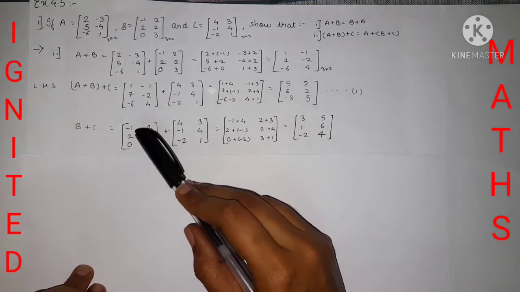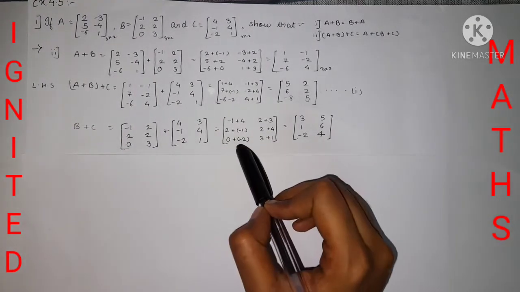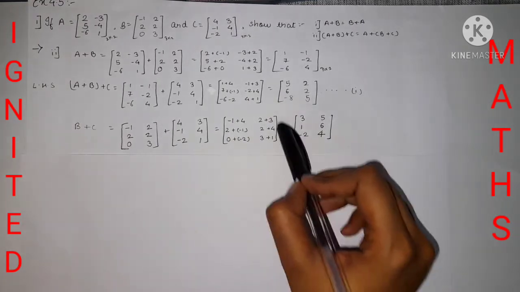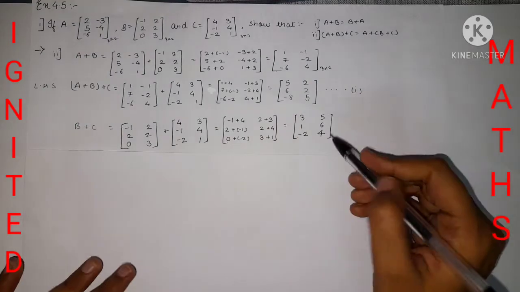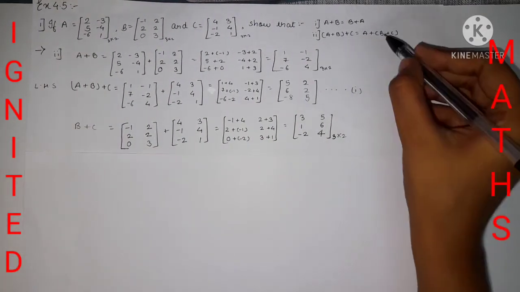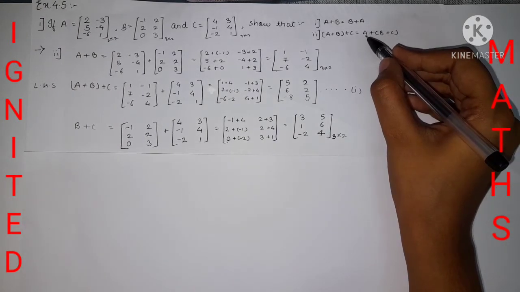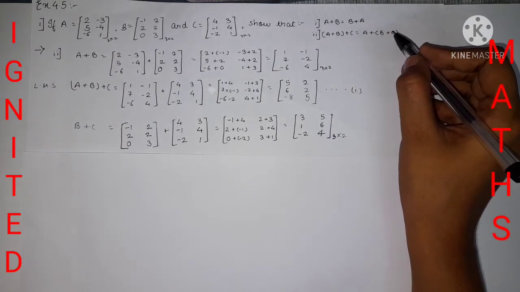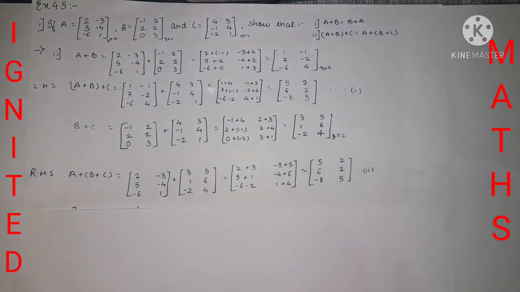Take the element of B with the respective element of C. After taking the elements, do the calculation, and you will get the result over here, and the order will also be the same, 3 cross 2. Okay, now after doing the bracket term, the whole B plus C term should be added with the matrix A, that is the RHS term.